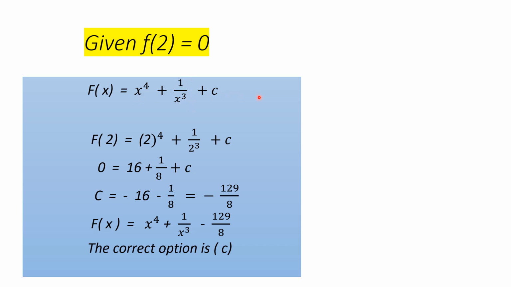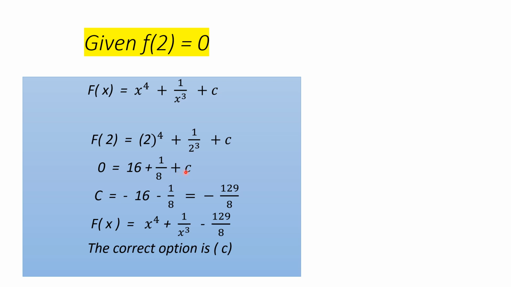Now what your next step will be, you put this f of x in place of f of 2. Wherever in this equation x is mentioned, you replace it by 2. So you will be getting f of 2 is equal to 2 power 4 plus 1 upon 2 power 3 plus c. Okay. Now what is f of 2? It is given in the question. It is equal to 0. So put its value 0 here. Okay. 2 power 4 is 16. 1 upon 2 power 3 is 1 upon 8 plus c. Put this 0 equal to 16 plus 1 upon 8 plus c.